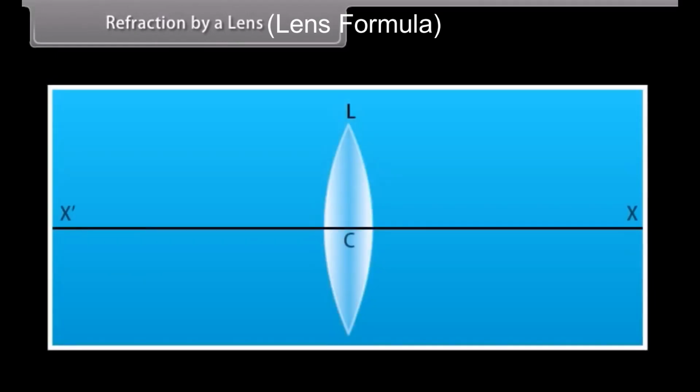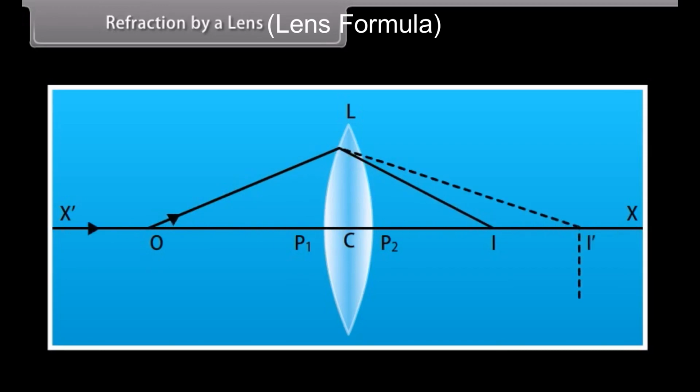Refraction by a lens. Suppose L is a thin lens. The refractive index of the material of lens is N2, and it is placed in a medium of refractive index N1. The optical center of lens is C, and x-x is principal axis. The radii of curvature of the surfaces of the lens are R1 and R2, and their poles are P1 and P2. The thickness of lens is T, which is very small.